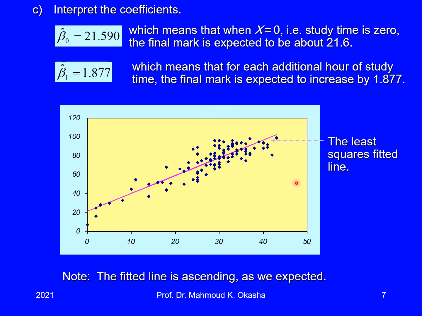Why is it the best? Because we use the least squares principle, or the least squares criterion, which means that we get the values of beta naught and beta 1 that make the sum of squares of the errors, SE, the minimum value. That's why the least squares fitted line should be the best possible line for this data.